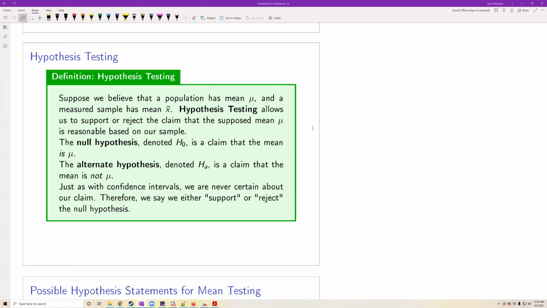The null is going to be kind of the default, and the alternate hypothesis would be that something is different than the default. We're never 100% certain based on our sample because it's just a sample. It's not the whole population. And so we don't say the null hypothesis is true or the null hypothesis is false. Instead, we will support or reject the null hypothesis. Or we might say we fail to reject the null hypothesis.